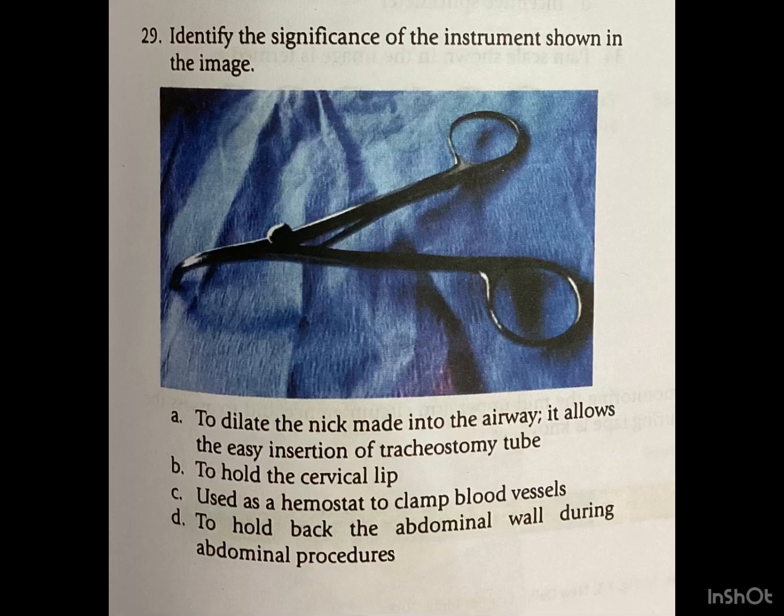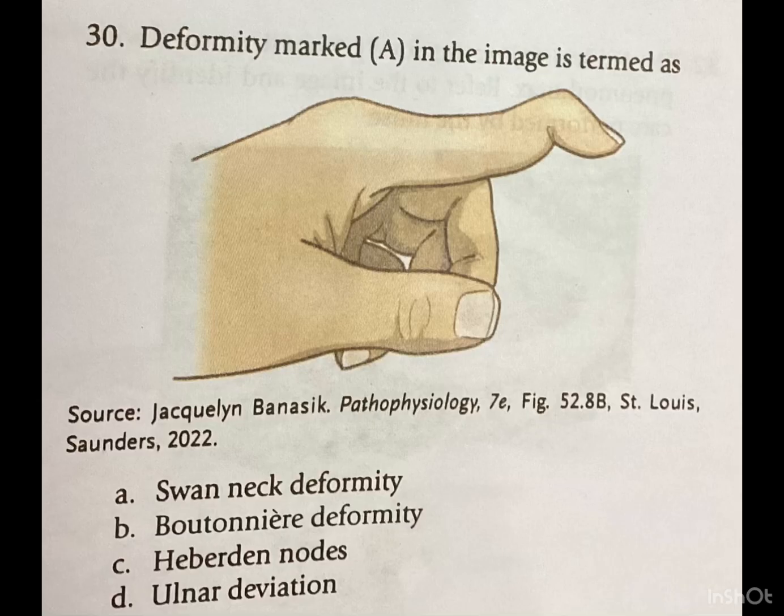Identify the significance of the instrument shown in the image. A, to dilate the neck made into the airway. It allows the easy insertion of tracheostomy tube. Or option B, to hold the cervical lip. C, used as a hemostat to clamp blood vessels. Or option D, to hold back the abdominal wall during the abdominal procedure. Yes, the correct option is option A. To dilate the neck made into the airway, it allows the easy insertion of tracheostomy tube. Now moving to the next question.